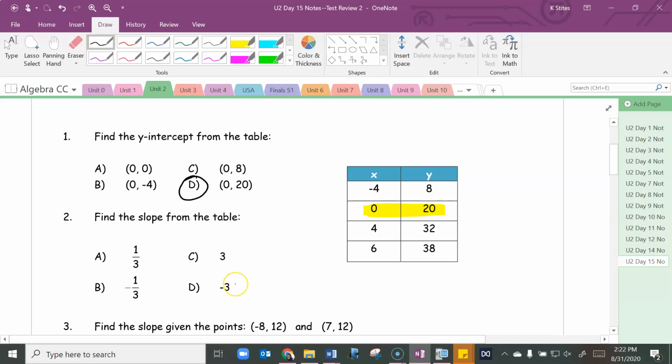When we're finding slope, that's when we do our jumps. So 8 to 20 we know is up 12. Negative 4 to 0 is up 4. And then we can just go ahead and divide those. 12 over 4 is 3. And that's our slope.